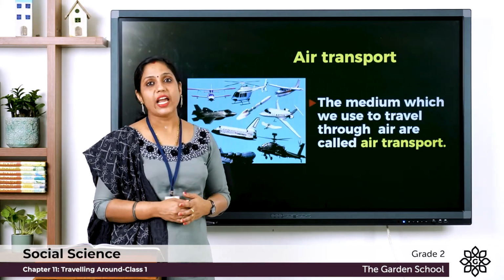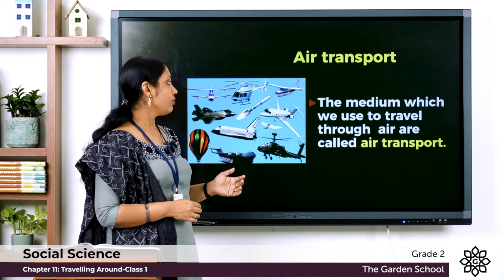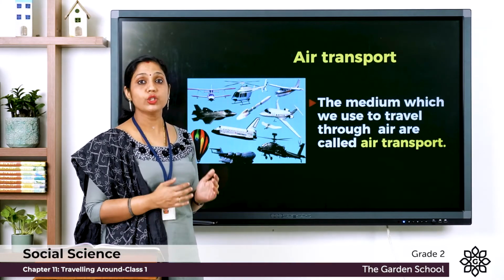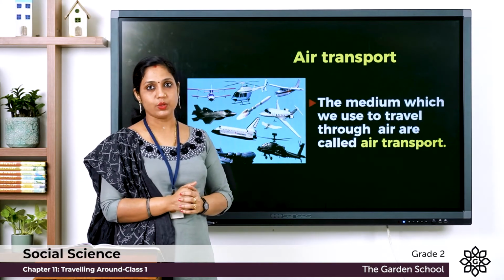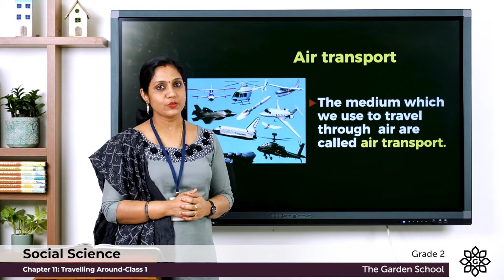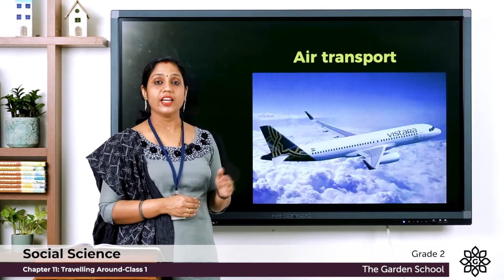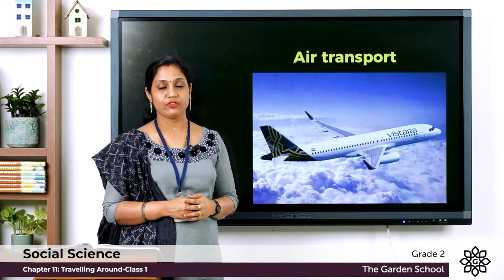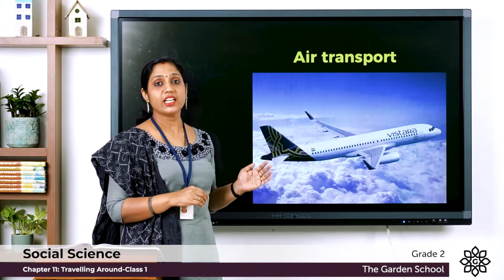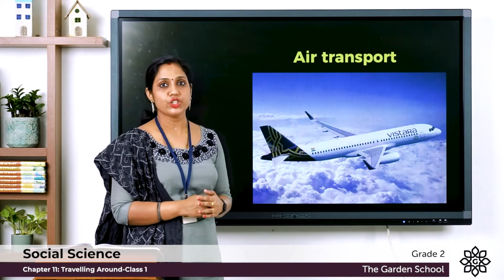Next, let's learn about air transport. So the medium which we use to travel through air is air transport. So let's see some of the examples for air transport. Aeroplane is an air transport. An aeroplane is the fastest means of transport. Aeroplanes can cover longer distances in a very short time.